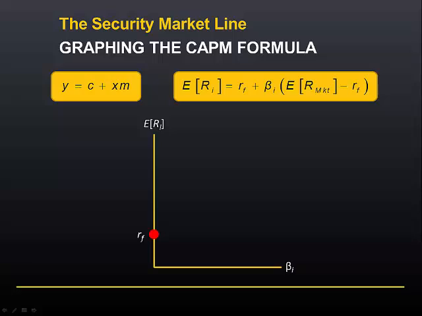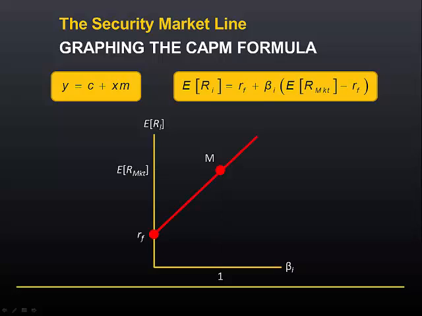Now, in order to determine the slope of the line, we need at least one other point. And there's one other point that we know something about, the market portfolio, because we know that its beta is 1. The expected return on the market is simply the expected return on the market. Now we'll draw the line between these 2 points.